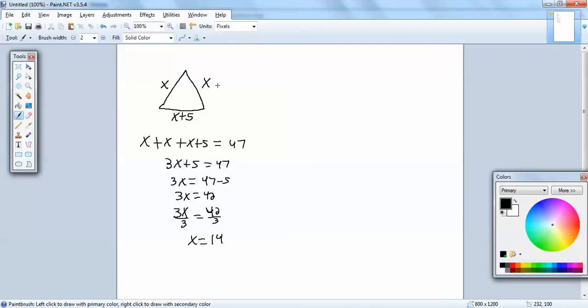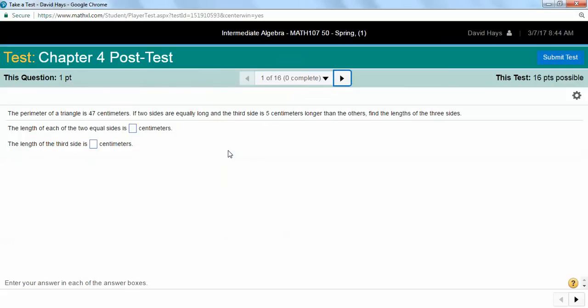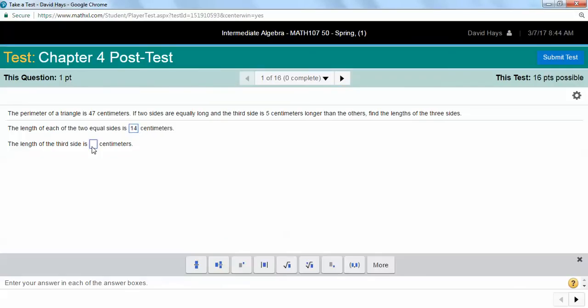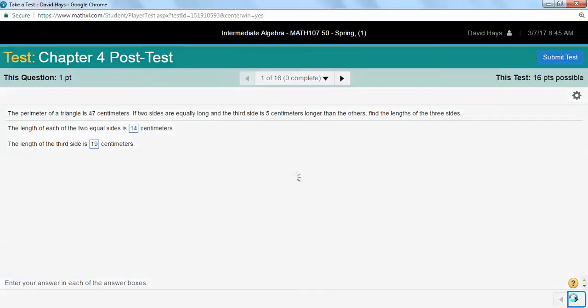That means that this side is 14, this side is 14, and if this is 5 more, 14 plus 5 would give us 19. So what's it say? Length of each of the two equal sides is 14, and this would be 19. Okay.